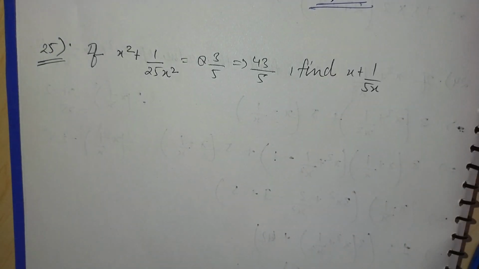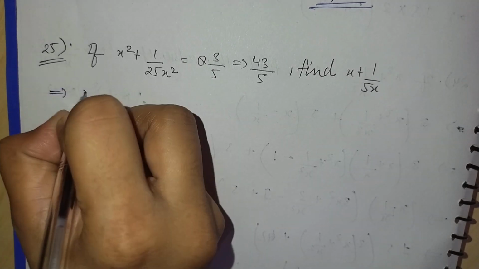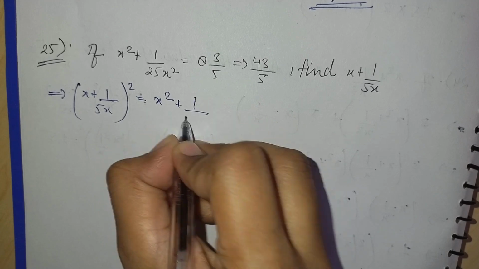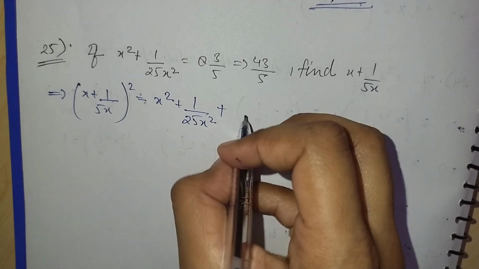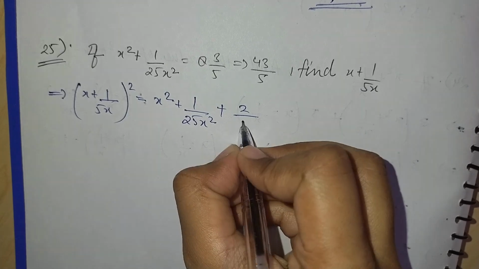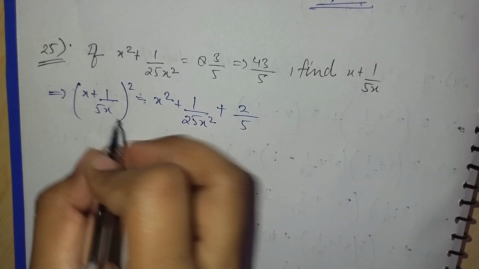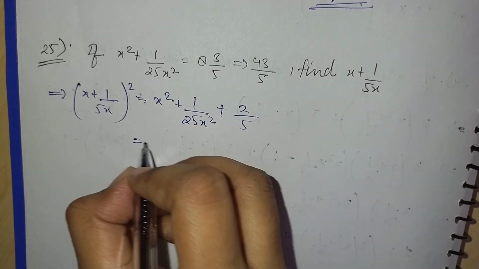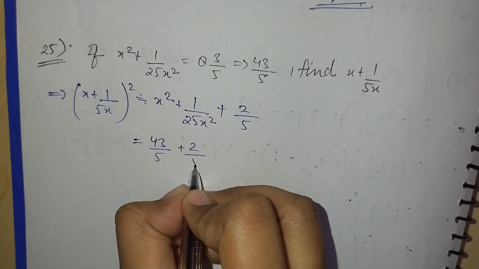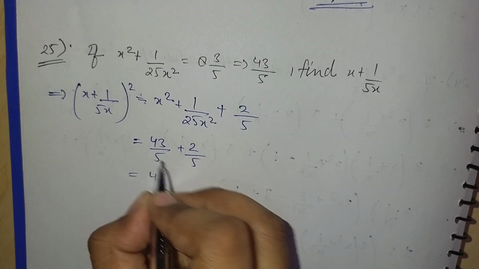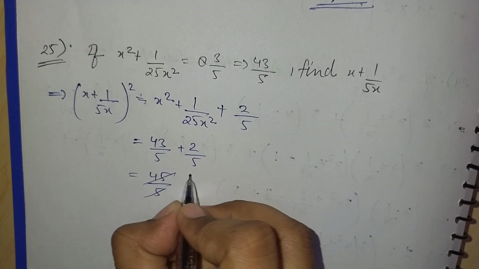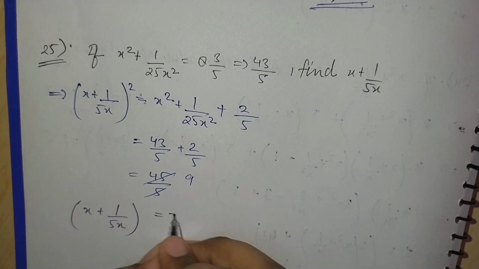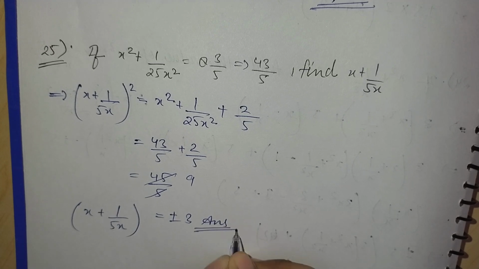Firstly we will take the whole square here, so x plus 1 by 5x the whole square is equal to x square plus 1 by 25x square plus 2 by 5, as this will cancel out x and x and we will get 2 into 1 by 5 equal to 2 by 5. Putting the value here, 43 by 5 plus 2 by 5, we will get 45 by 5, which is 9. So taking the under root of 9, we will get the value of this as plus minus 3 as the answer in this question.